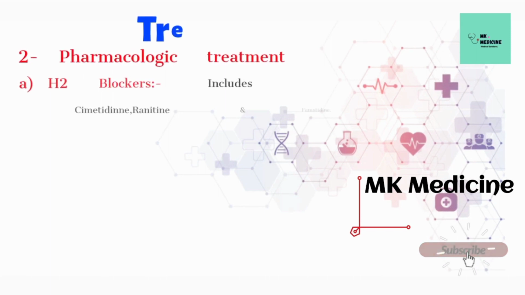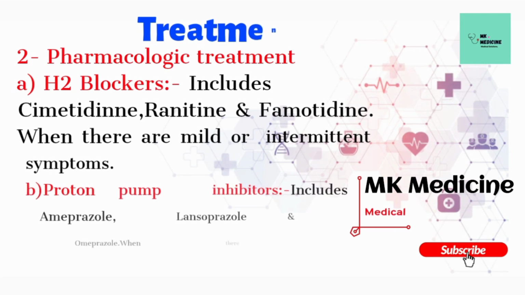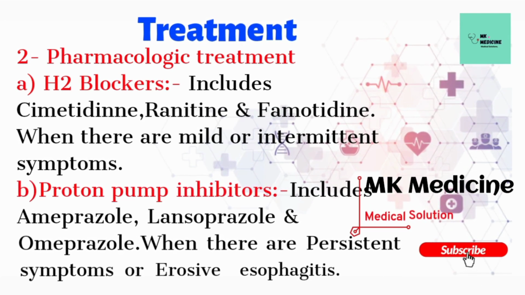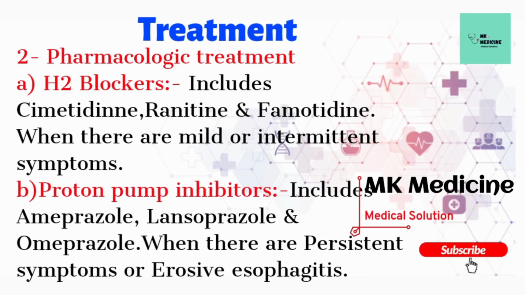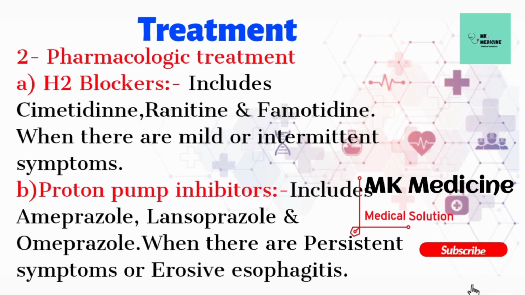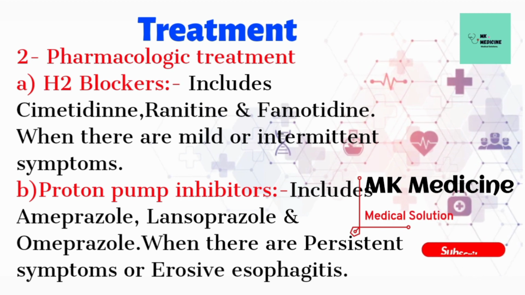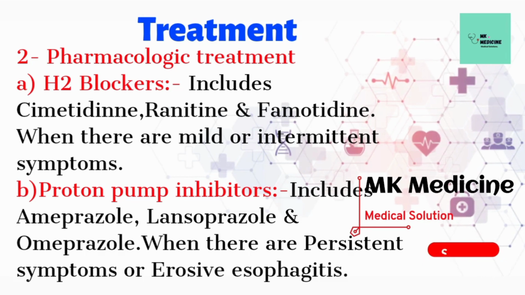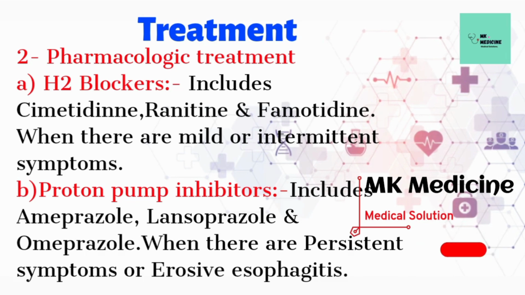Now, pharmacologic treatment of GERD. H2 blockers include cimetidine, ranitidine, and famotidine. H2 blockers are given in GERD when there are mild or intermittent symptoms. And the second one is proton pump inhibitors, which include omeprazole, lansoprazole, and esomeprazole. And we suggest PPI when there are persistent symptoms or erosive esophagitis.